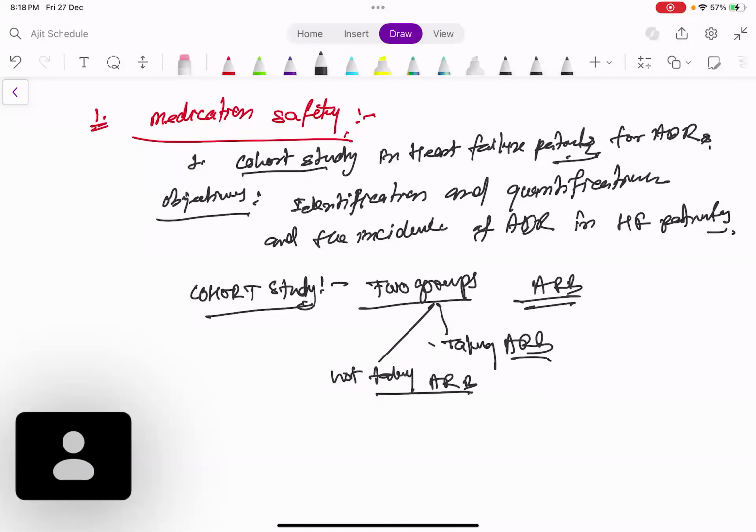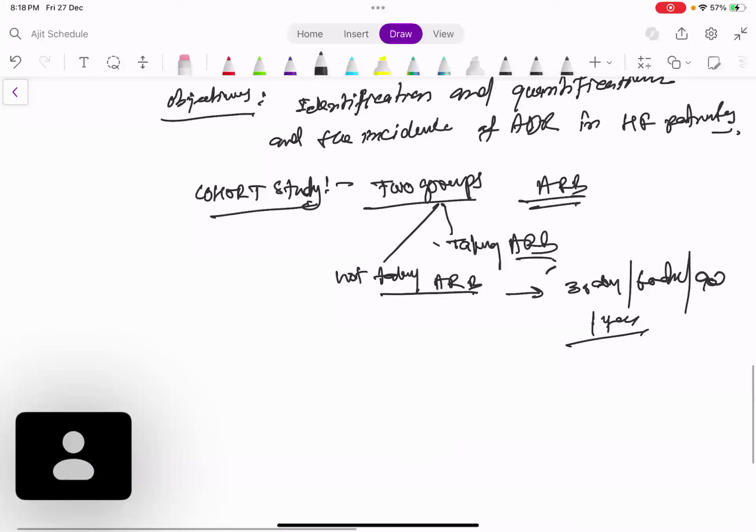Then you will monitor and follow them up for any duration. You can keep them for 30 days, 60 days, 90 days, or 1 year, any number of months. Based on that, at the end you can get the outcome.